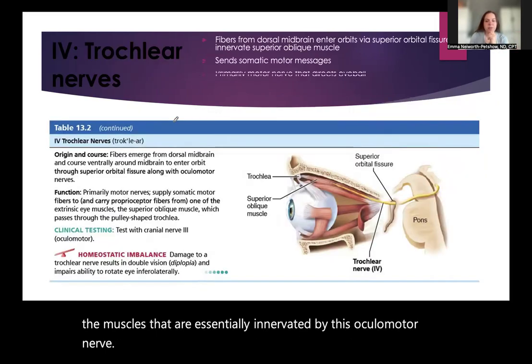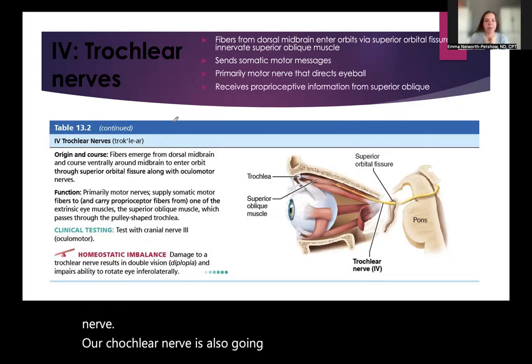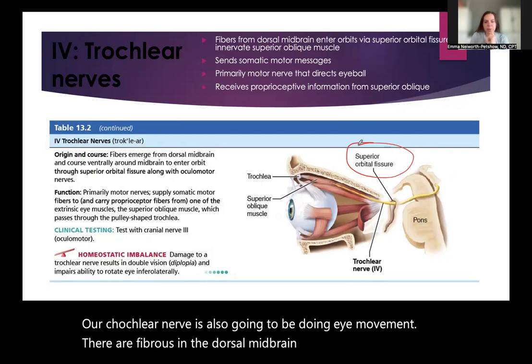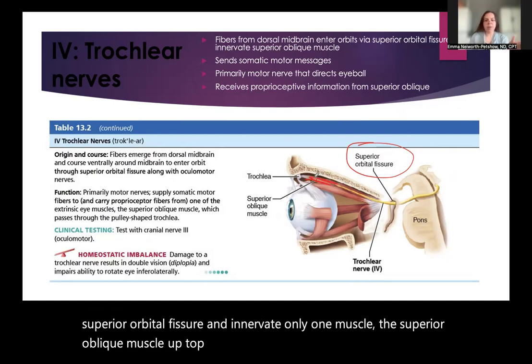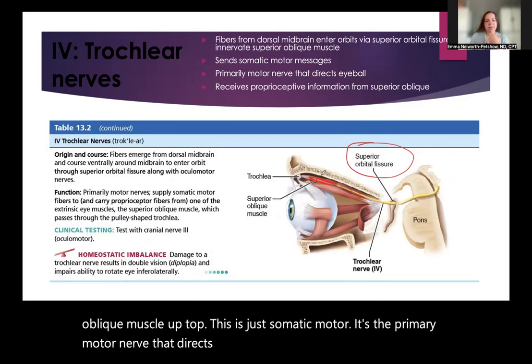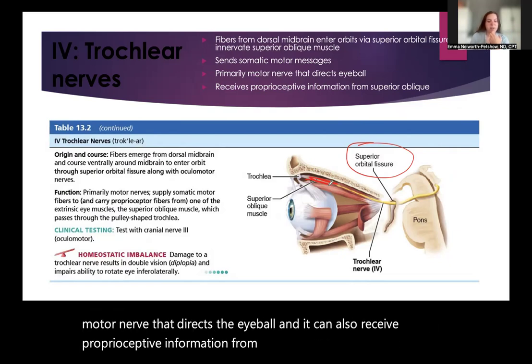Our trochlear nerve is also going to be doing eye movement. Its fibers from the dorsal midbrain also move through the superior orbital fissure and innervate only one muscle, the superior oblique muscle up top. This is just somatic motor. It's the primary motor nerve that directs the eyeball, and it can also receive proprioceptive information from the superior oblique muscle.